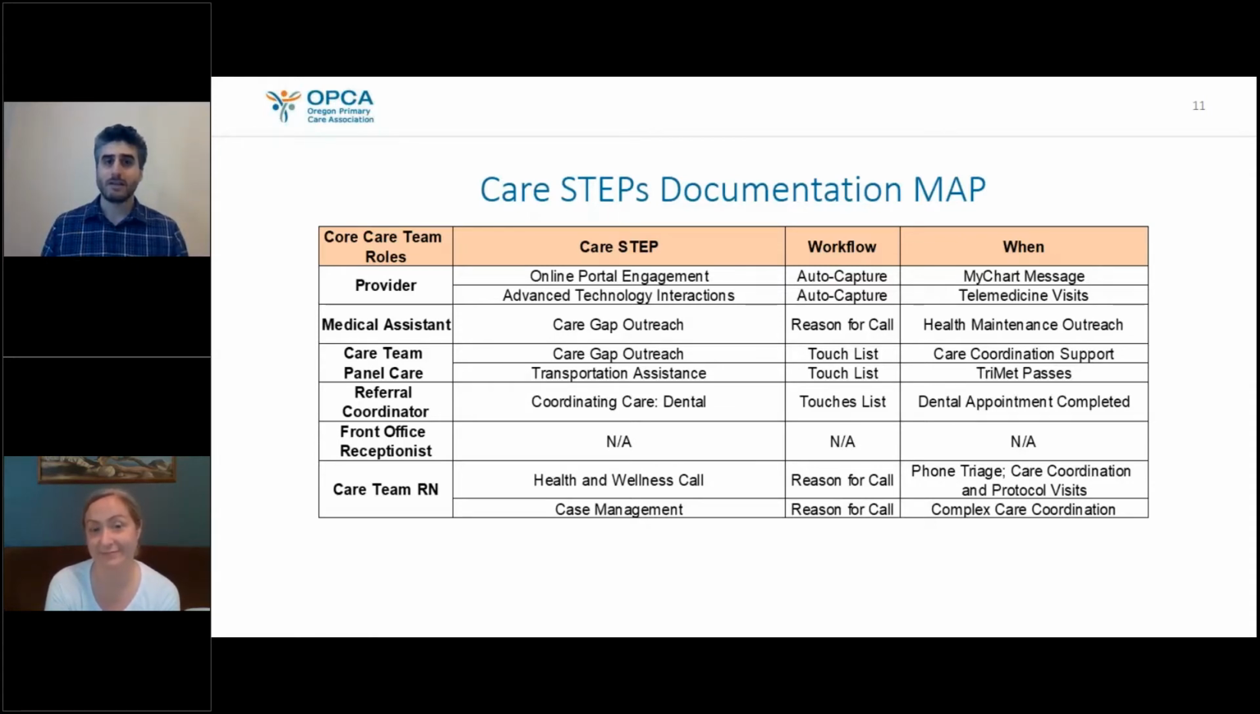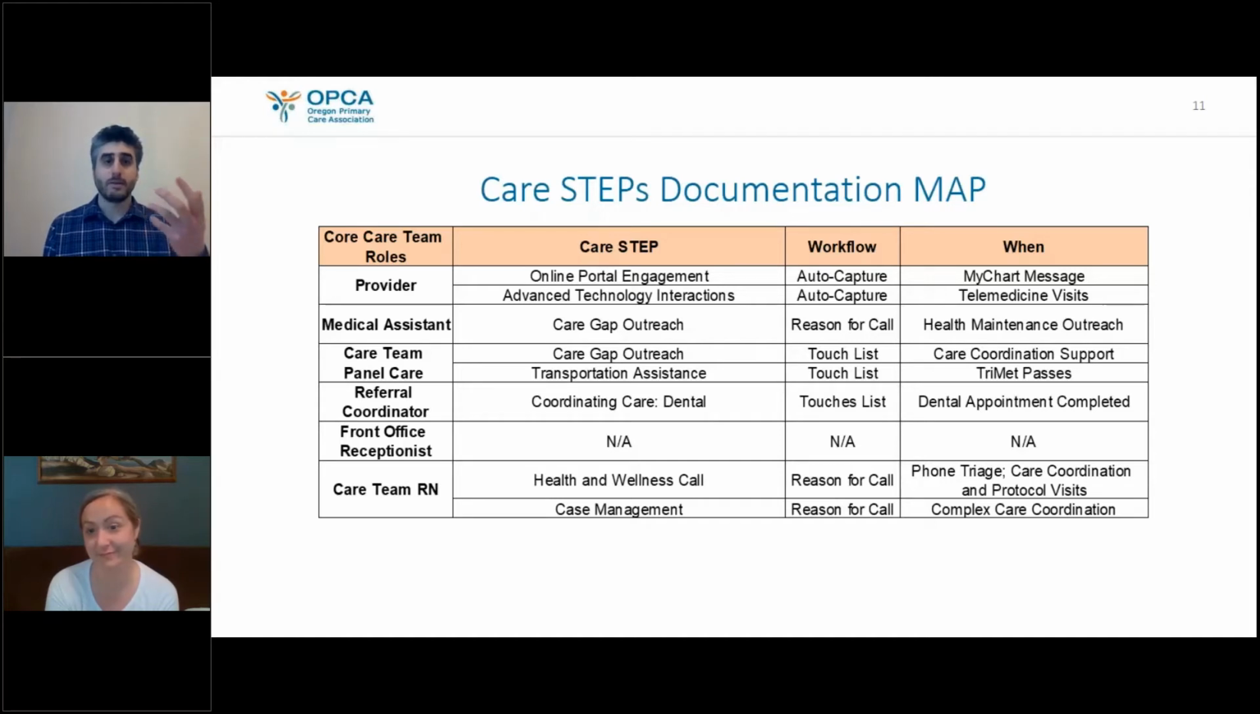The MAs do a lot of care gap outreach. They're always participating in panel scrubs, seeing which patients are due for what, and they're outreaching to those patients and trying to get them in on time. So that is a very pivotal care step that is generally provided by our MA. The care team panel care coordinator also supports them in doing that work.